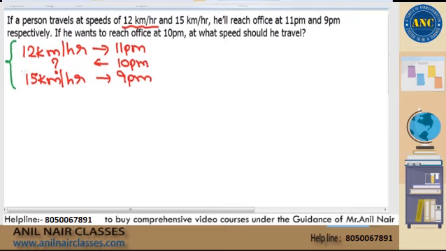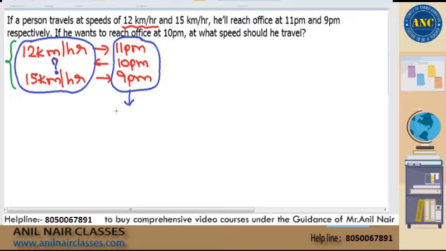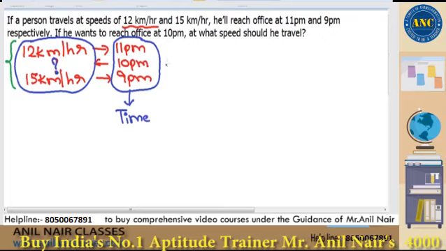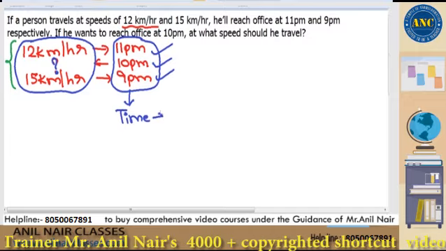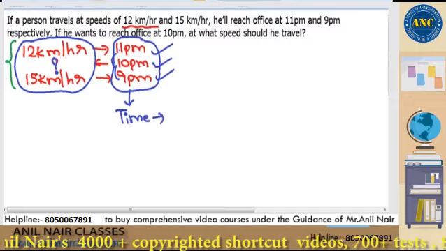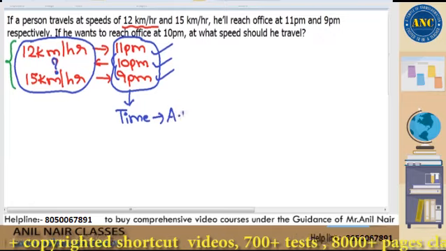Second method. Now, listen to this carefully. Please observe carefully. They are asking, at what speed should he travel if he wants to reach office at 10 p.m. Now see here. These are nothing but speeds, right? These are nothing but time periods, right? Time periods 9, 10 and 11 are in arithmetic progression because the common difference between the consecutive terms is the same. Time is in arithmetic progression.